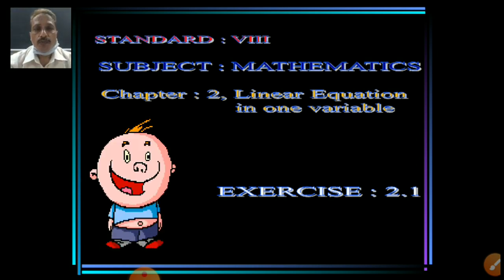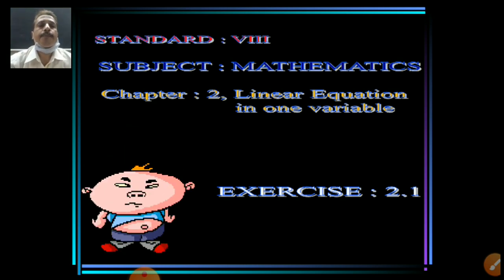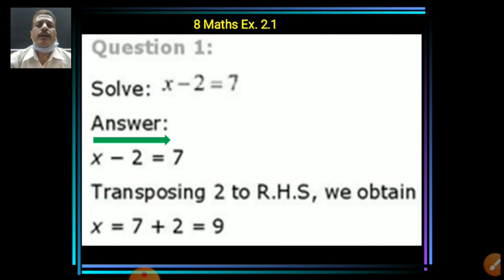Exercise number 2.1, and here is question number 1. Look at the screen, students. Question number 1. We have to solve x minus 2 is equal to 7. Answer also you can find. The answer is very simple. As we discussed in our introduction, we should transpose or shift a number to the right side.